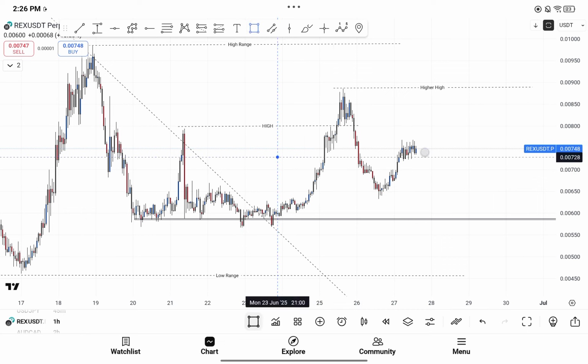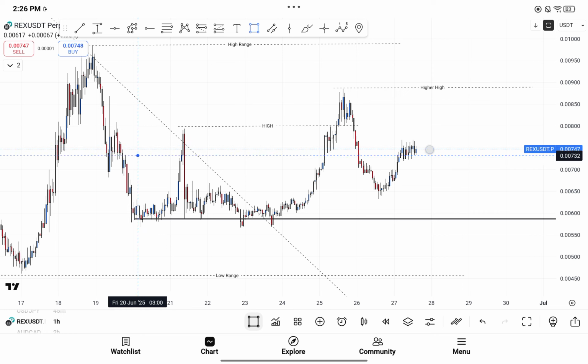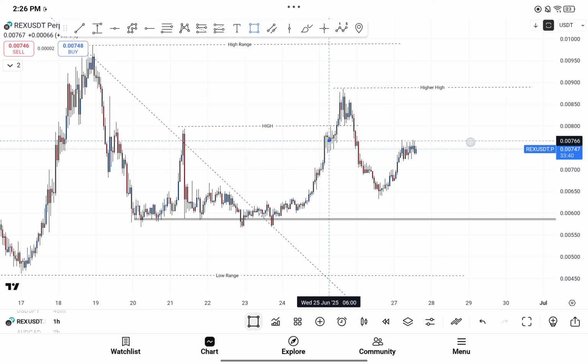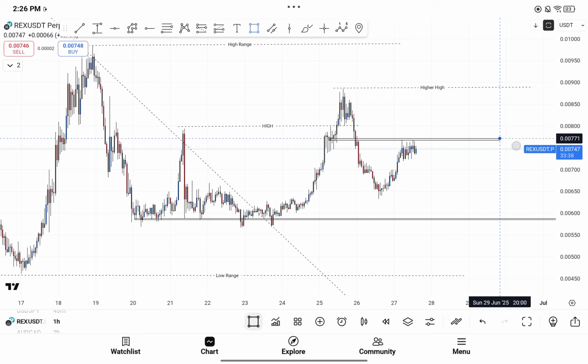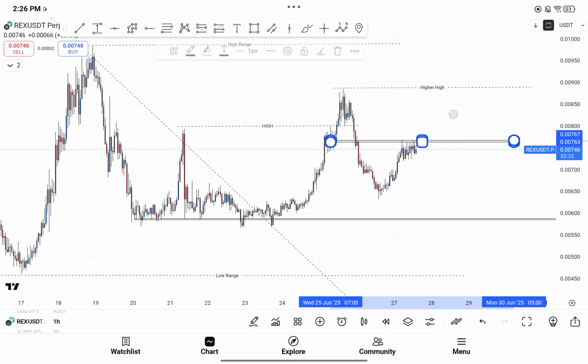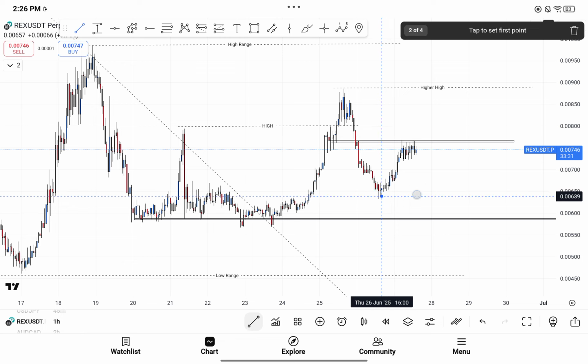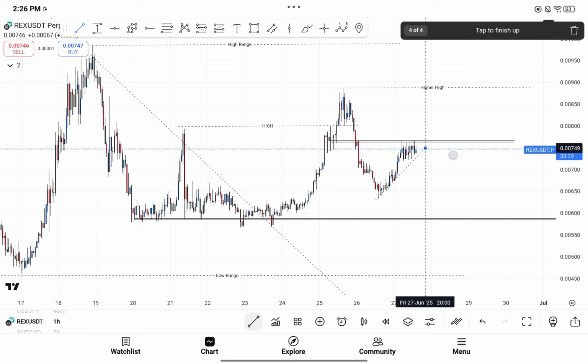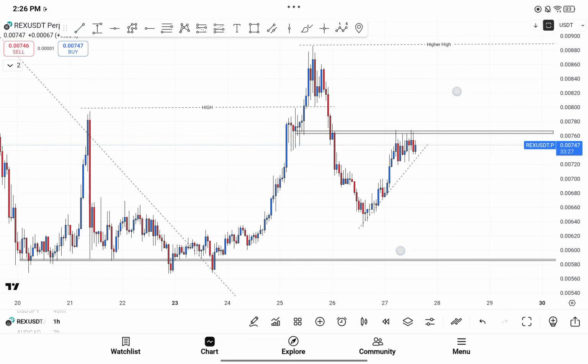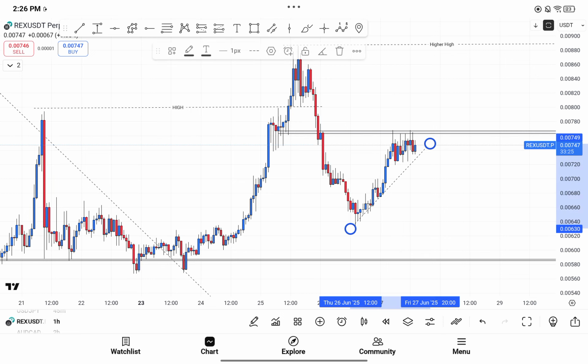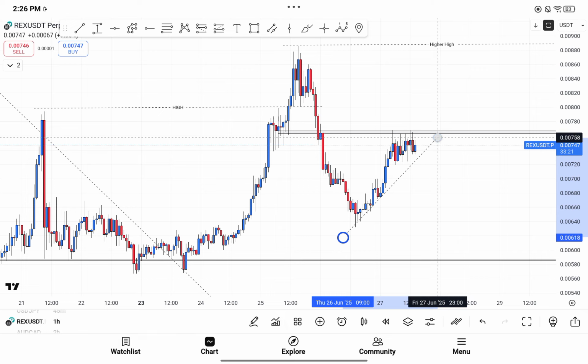So for short term, I want to see the market reacting off this level right there. You can see that the market has been giving us some nice lows, and if you zoom in, you're going to see that this is a trend line. So I'm speculating that this market is going to do a short-term sell and a long-term buy.